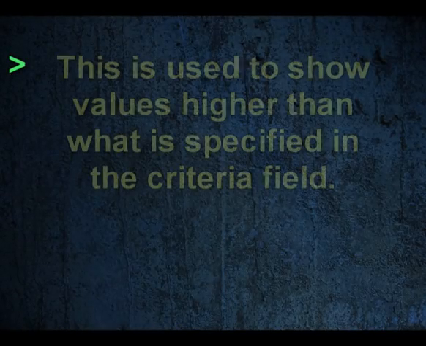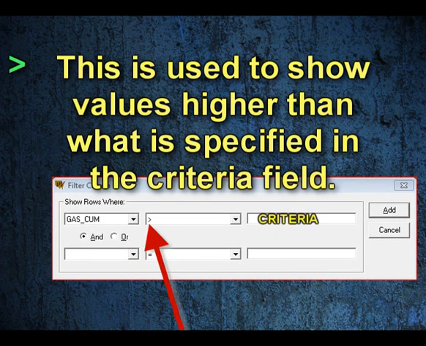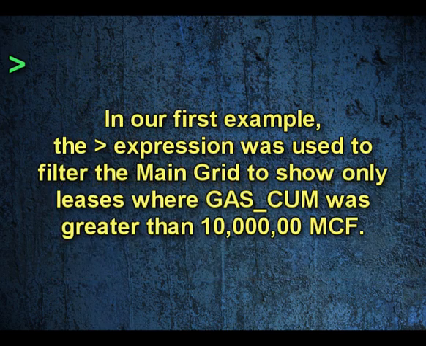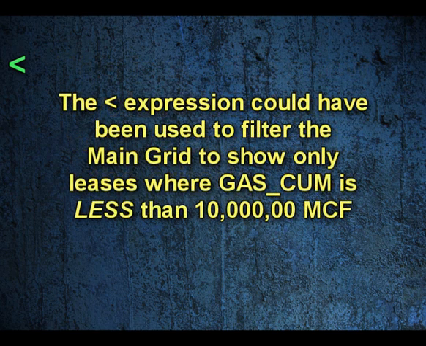Now let's go into a little more detail. Here's the greater than expression, which is used to show values higher than what is specified in the criteria field. In our first example of the video, the greater than expression was used to filter the main grid to show only leases where gas cum was greater than 10 million MCF. This less than expression is used to show values less than what is specified in the criteria field. The less than expression could have been used to filter the main grid to show only leases where gas cum is less than 10 million MCF in our first example.